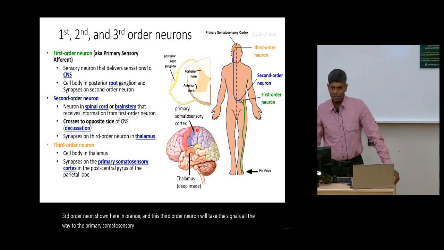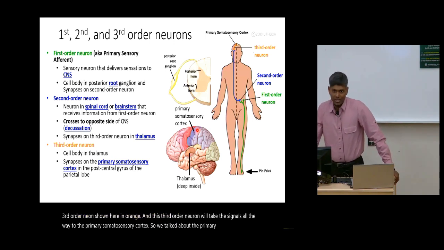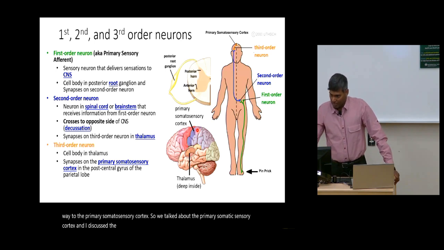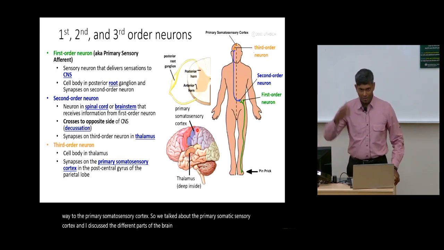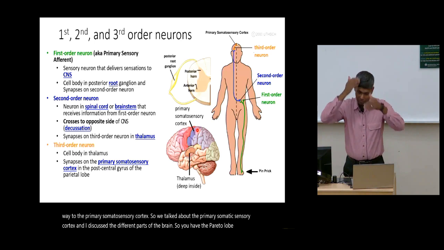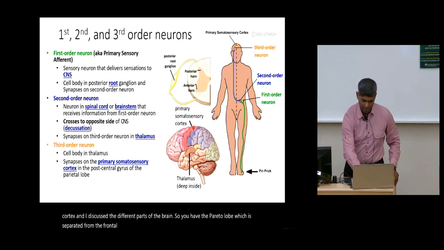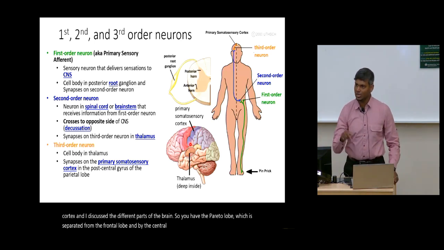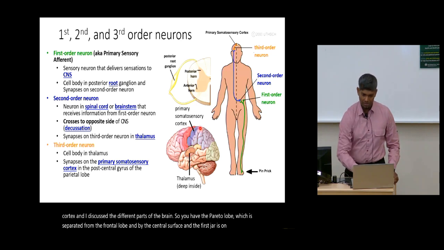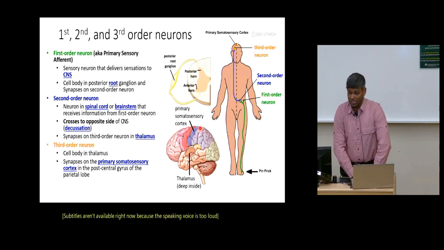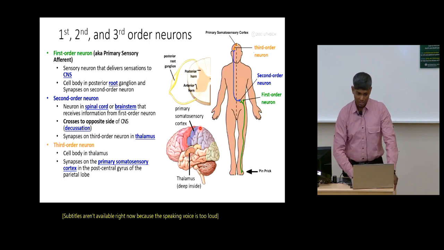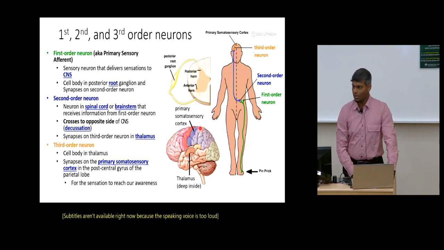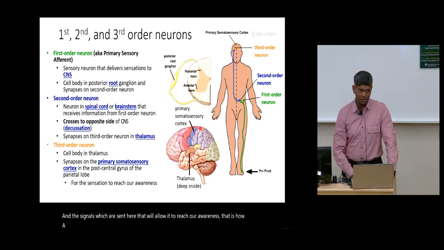We talked about the primary somatosensory cortex when I discussed the different parts of the brain. You have the parietal lobe, which is separated from the frontal lobe by the central sulcus, and the first gyrus on the parietal lobe would be the primary somatosensory cortex. The signals which are sent here allow them to reach our awareness. So that is how a specific sensation can be sent to the brain.